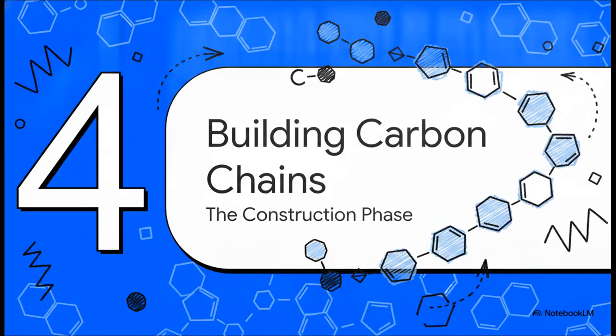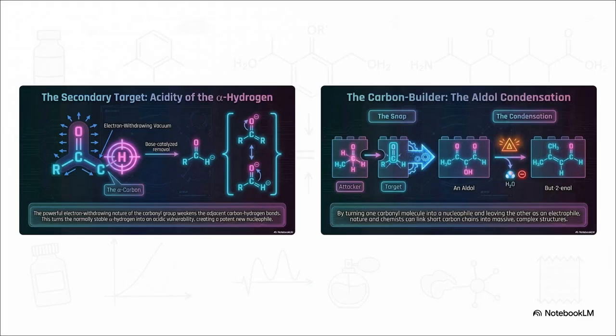Part 4. Building bigger carbon chains. Welcome to the construction phase. This right here is a stroke of architectural genius from nature. The carbonyl's powerful electron vacuum creates a literal weak spot at the adjacent carbon, known as the alpha carbon. It weakens the alpha hydrogen bonds, making them unexpectedly acidic.